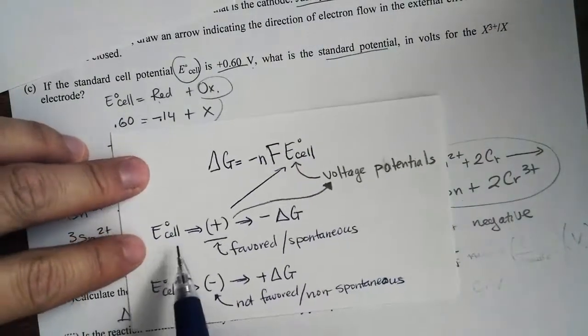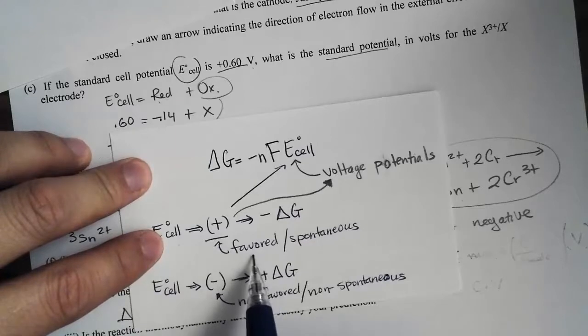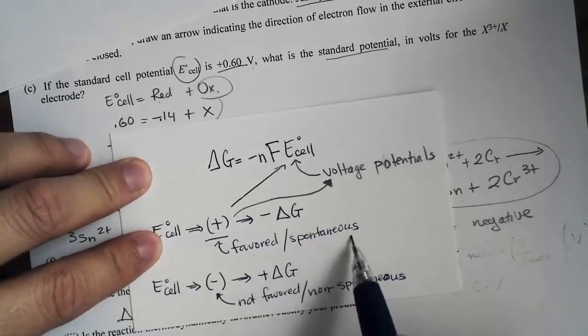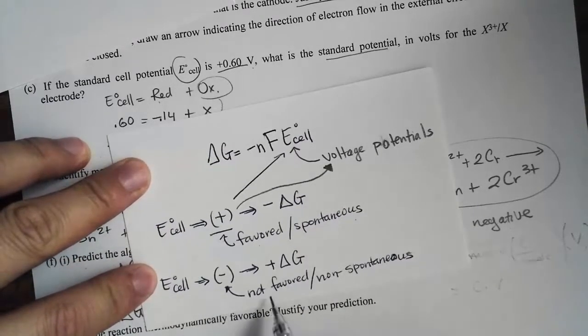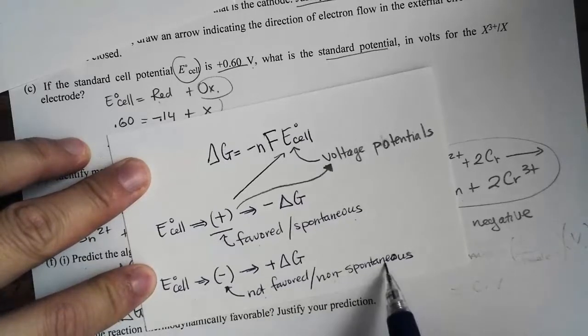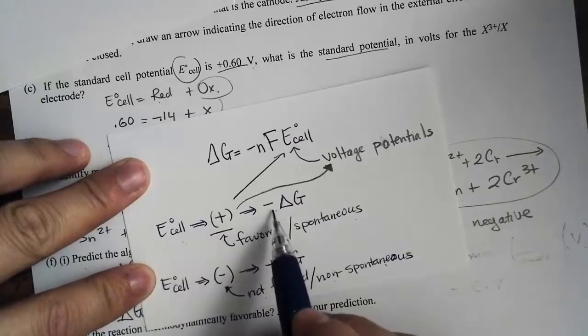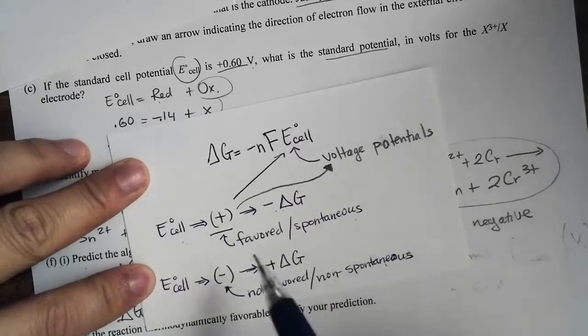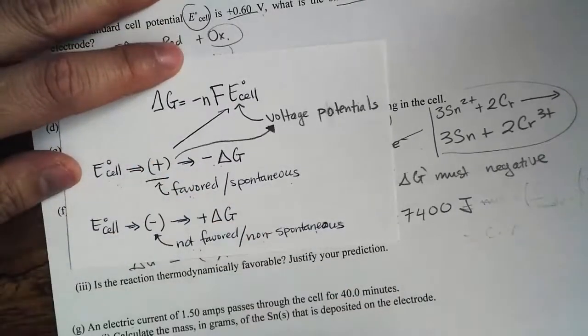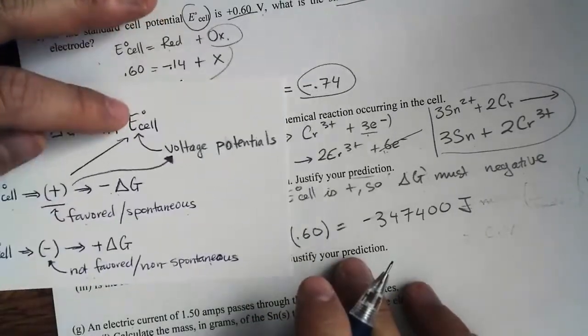Basically, when you have E cell positive, you would have a favored or spontaneous reaction. When your E cell is negative, you have not favored or non-spontaneous. But in terms of delta G, we know right away, if delta G is negative, we would have favored. If positive, we have not favored. So you decide in terms of your justification, but I like to use E cell.